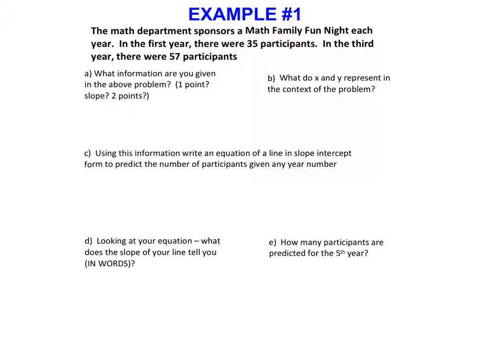Here it says that the math department sponsors a math family fun night each year. In the first year, there were 35 participants. That looks like linked information to me. In the third year, there were 57 participants. Again, pieces of linked information. Because both pieces of information are linked, they have to be points. So I'm going to have a point here in red, and a point here in blue.